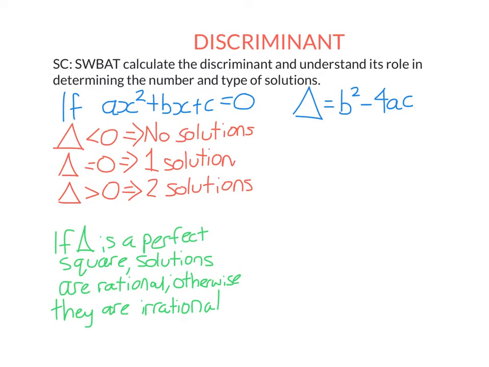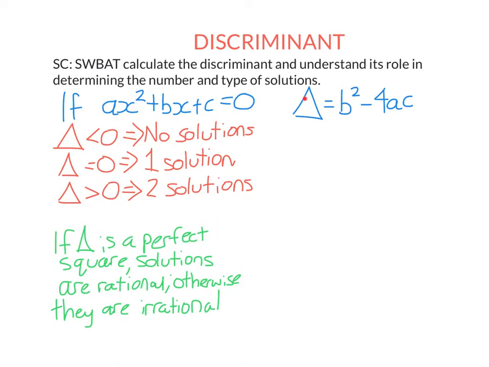Any quadratic equation can be written in the form ax squared plus bx plus c equals 0. When I talk about a, b, and c, I'm talking about the coefficients of the terms: a, the coefficient of the x squared term, b, the coefficient of x, and c, the constant term. It turns out these coefficients determine the number and type of solutions.